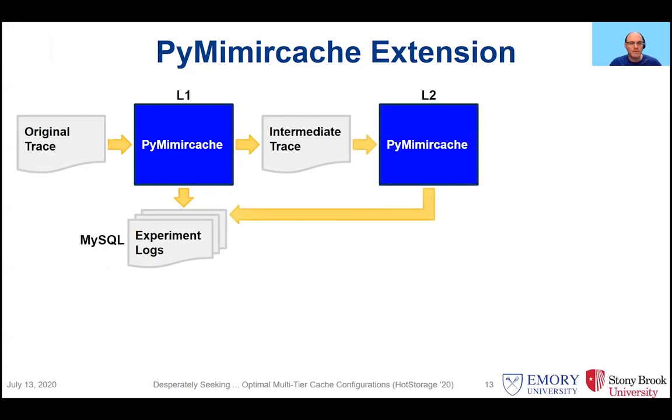Once the L1 instance is completely finished executing, the intermediate trace is fed as input to a separate instance of PyMimircache. This new instance acts as our second cache, L2.